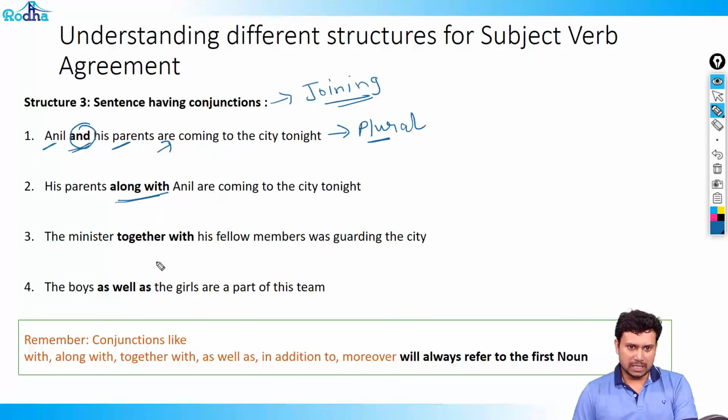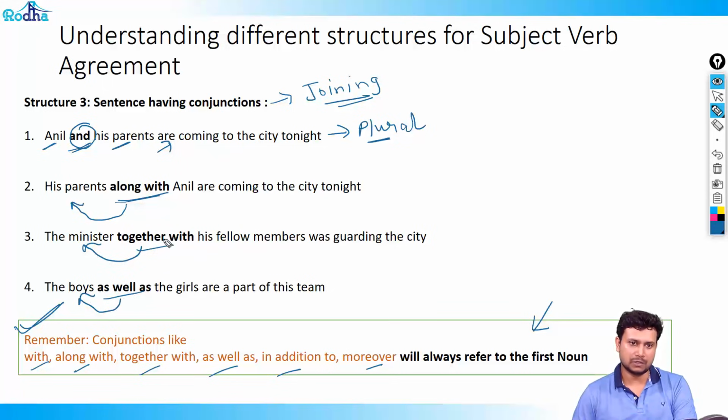So, the logic is written here and this is an important takeaway. Conjunctions such as along with, together with, as well as, in addition to, moreover, will always refer to the first noun, which means in all these three questions, along with, together with, as well as, I am dealing with the first noun, and therefore the verb will correspond to the first noun.